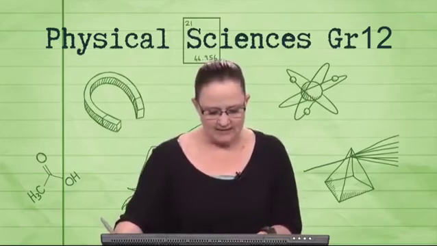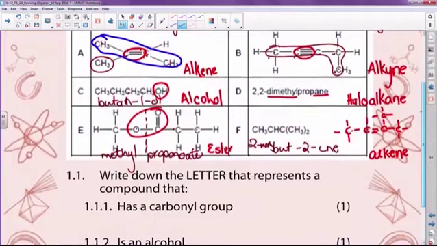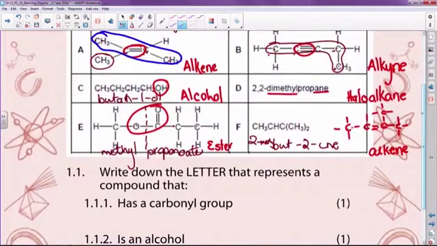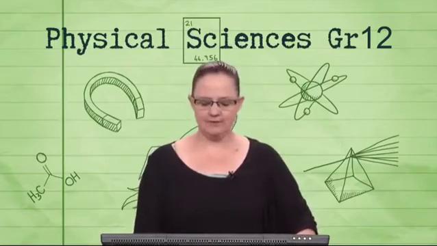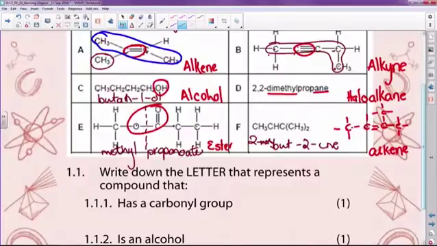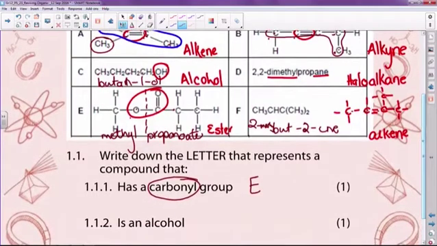Now, write down the letter that represents the compound that has a carbonyl group in it. Remember, the carbonyl group is from the ester, so it's this one, it's E. The carbonyl group is the double bond oxygen. Very, very important. Write down the one that is an alcohol. That was C.